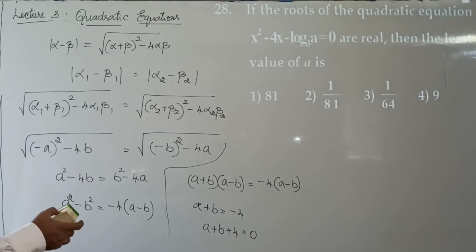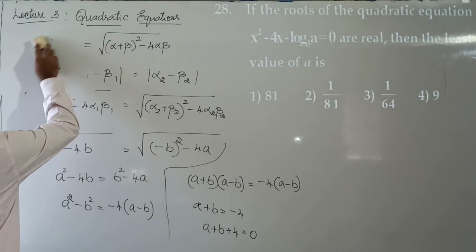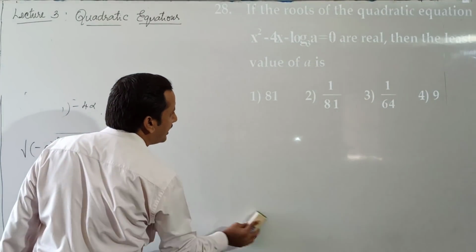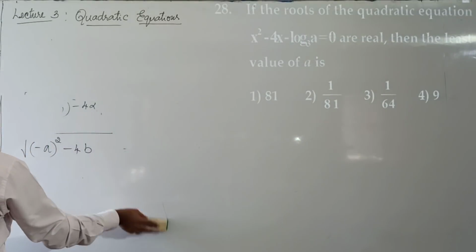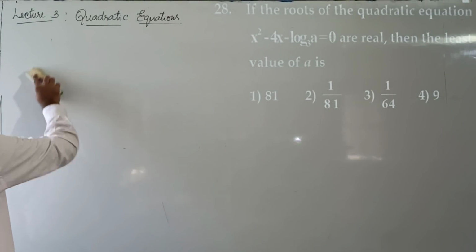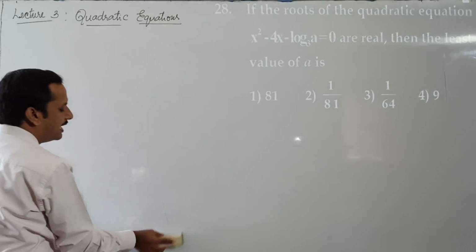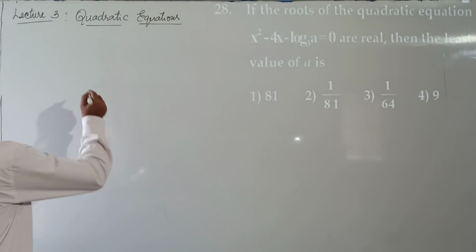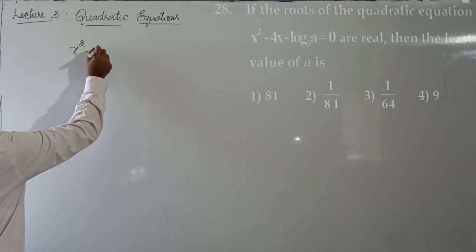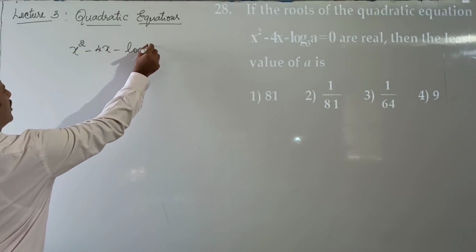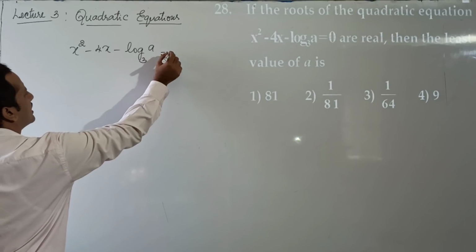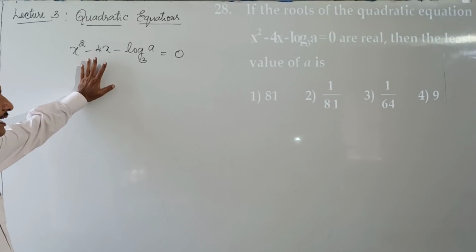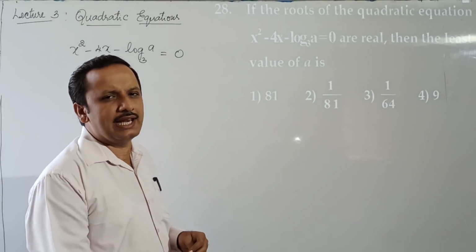Next, if the roots of the quadratic equation x square minus 4x minus log a to the base 3 is equal to 0 are real, then the least value of a. The roots of this equation are real. Roots are real means there arise two cases, either real and distinct or real and equal. The quadratic equation is x square minus 4x minus log a to the base 3 is equal to 0. Roots are real means either real and distinct or real and equal.